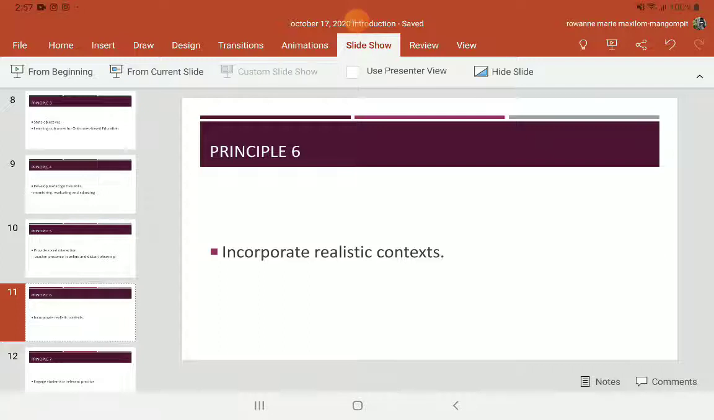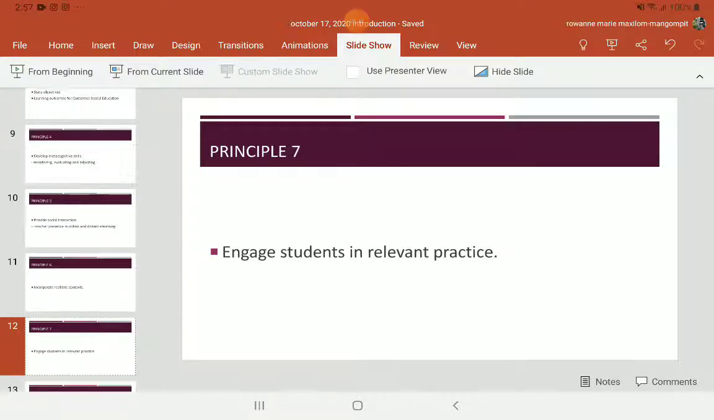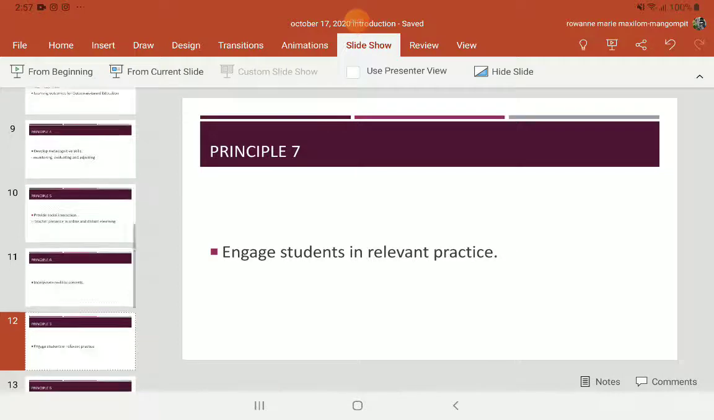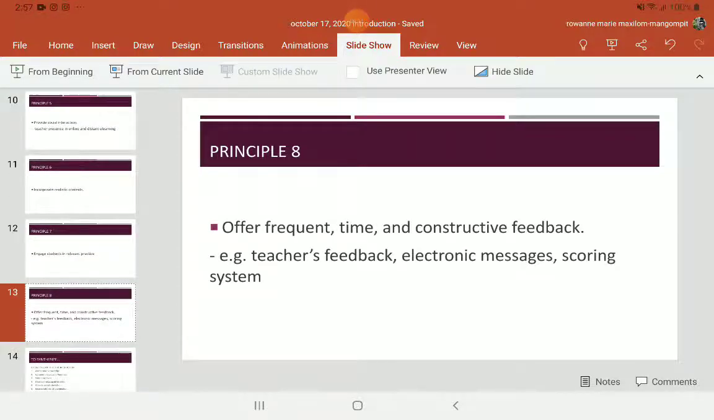And then principle number six, incorporate realistic context. So if possible, we really have to apply the relevance theory. So realistic, and it's quite related to principle number seven, engage students in relevant practice. Have you noticed that perhaps you also have questions in your classes that talk about the COVID-19 pandemic? So to relate, they can also reflect and share their experiences related to the pandemic and their coping mechanisms.